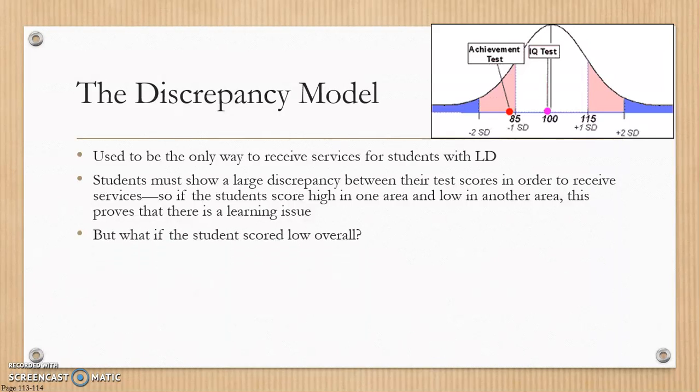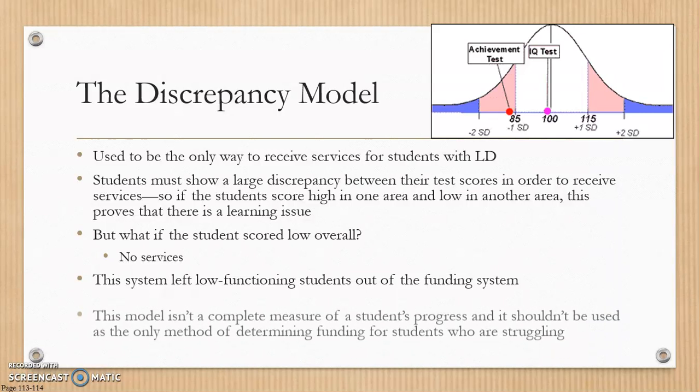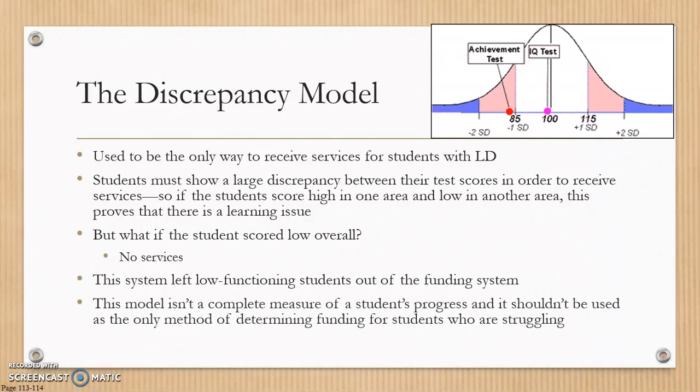But what if the child scores low overall? This means there's no services. This system left the low-functioning students out of the funding system. This model isn't a complete measure of a student's progress, and it shouldn't be used as the only method of determining funding for students who are struggling.